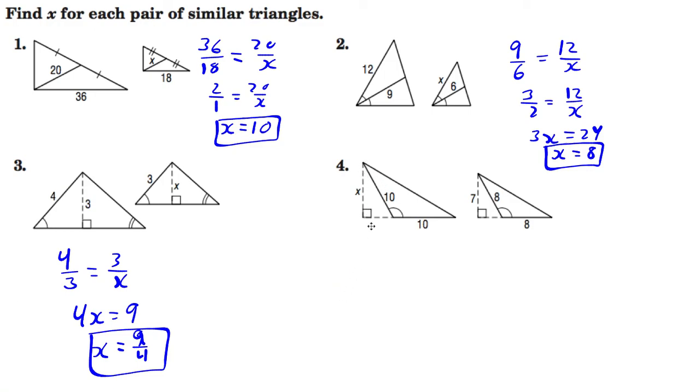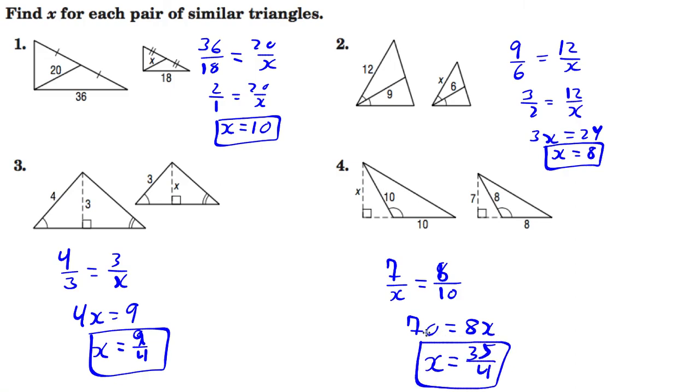And here, actually, this dotted line is the altitude. It shows that height there. So we can see that 7 to x is equal to 8 to 10. So 70 is equal to 8x. 7 to x is equal to 8 to 10. Yep. So 70 divided by 8, that's just 35 over 4. So we get some fractions there. That's okay. And so that's it.